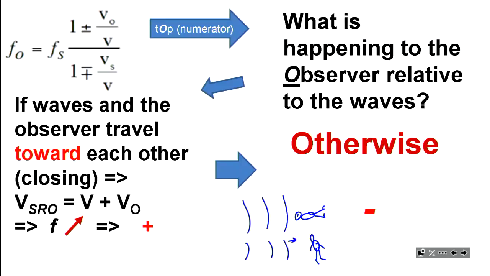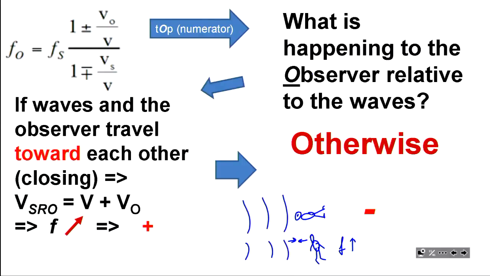So the frequency goes up. To achieve that, we have to increase the fraction. To achieve that, we have to choose a plus in the numerator. Otherwise, what does it mean? Where should the observer be? Not here, because this sound wave wouldn't reach that guy. That should be the same observer, but now it should travel in the same direction with the waves.